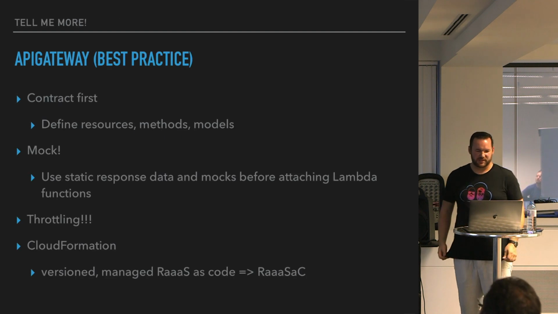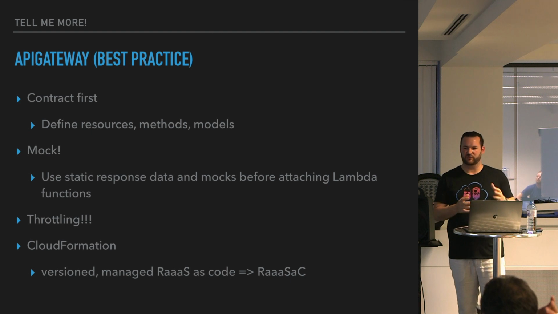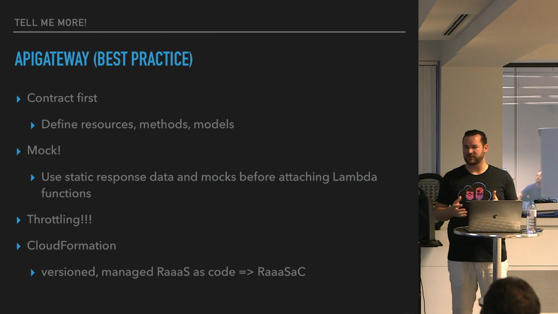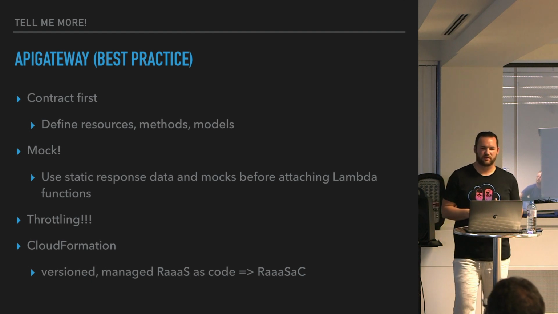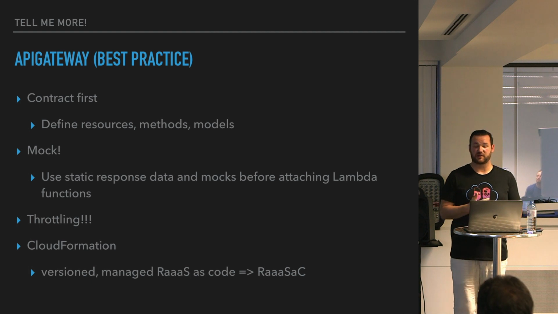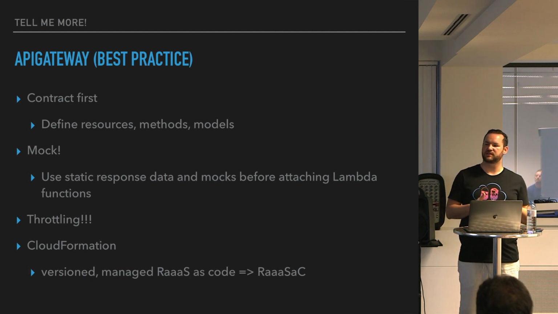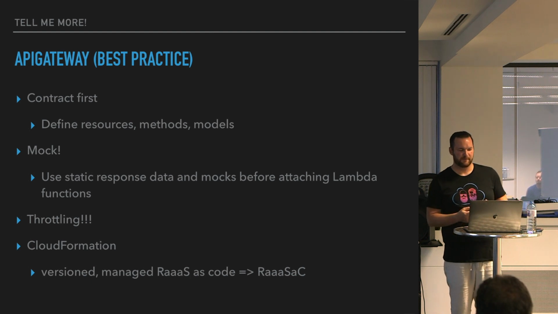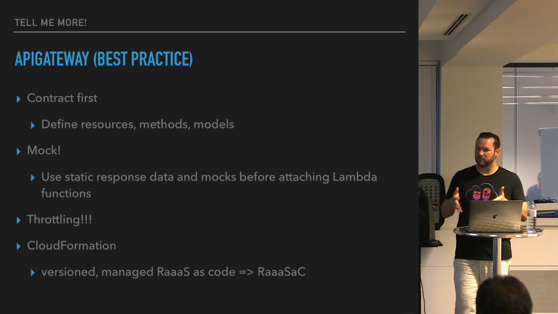So the API Gateway best practice: use contract first. So first design your API, define the resources, the methods, and the models, and play around with it, have a look if it satisfies you, and then start mocking it. So you can easily send data and receive data from your mocks using Postman, for example. You get a feeling for your REST API. And just after that, you really implement those endpoints using Lambda functions.